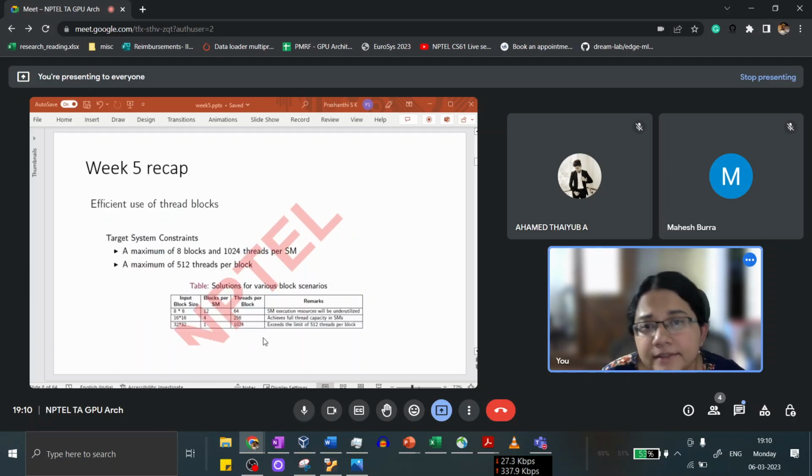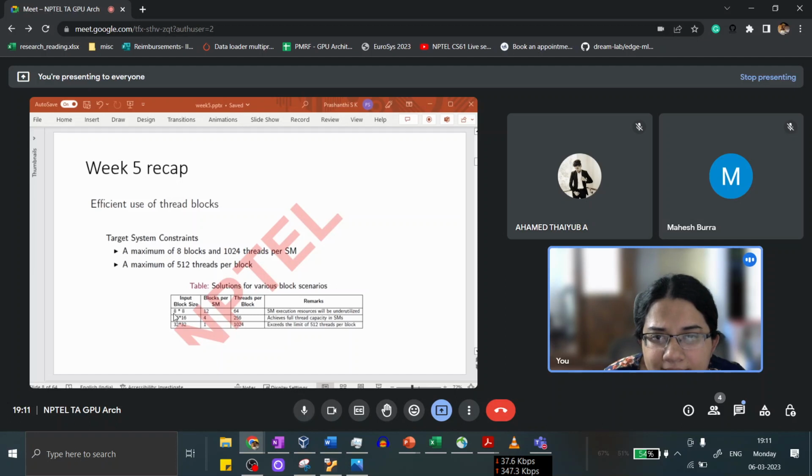Next, this was an example that was discussed. First of all, these are your system constraints. You can have a maximum of 8 blocks per SM, a maximum of 1024 threads per SM, and a maximum of 512 threads per block. These are the system constraints given to you. Now here are a few configurations of the block size and the consequences of each.